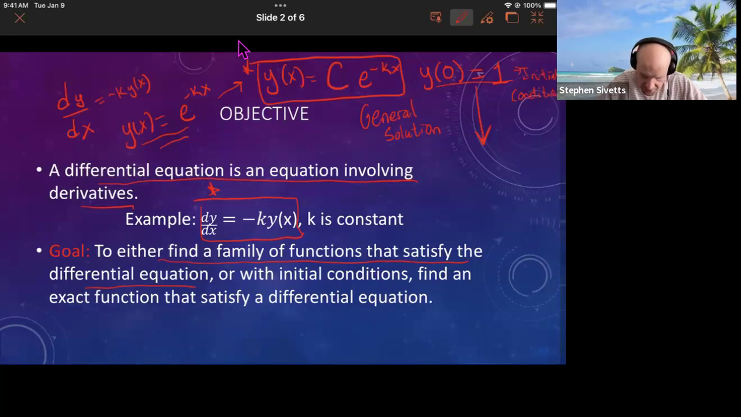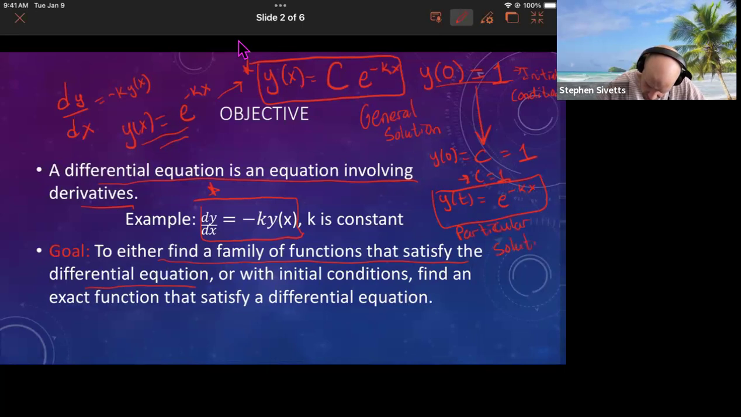We'll go over this much later in future videos, but all you do is plug in 0 for x, and this would be c. And this has to equal 1, right? So our constant is 1. So our particular solution would be e to the minus kx, right? This type is what's called a particular solution, okay?